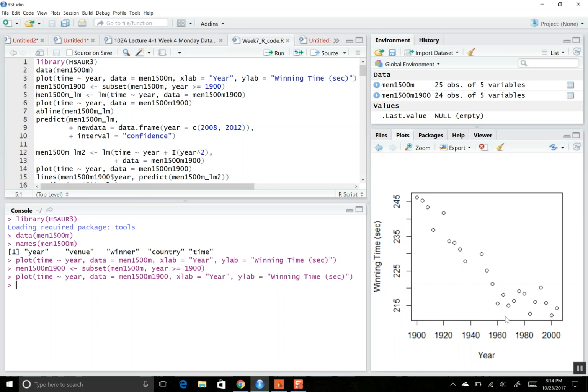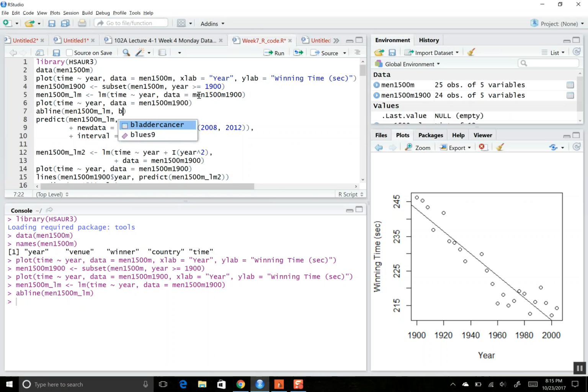This looks better, and we can just fit a linear model between winning time and the year. If I plot that line, it looks like that. And let's just do color equals blue, line width equals 2.